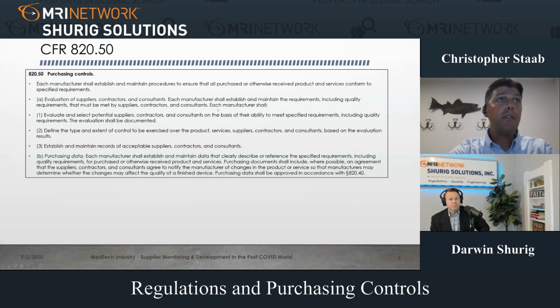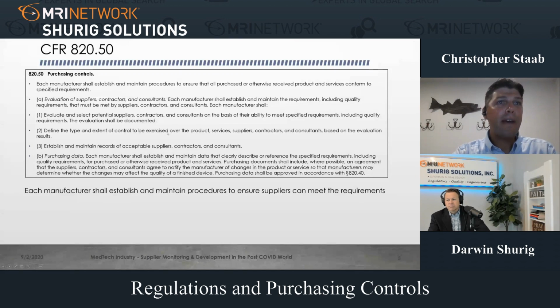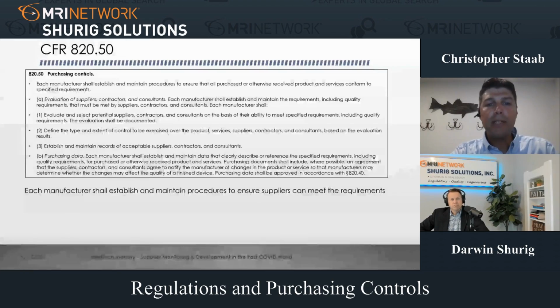So here's 820.50 on purchasing controls, and there's a lot of words in here, but what does it really say? It says each manufacturer shall establish and maintain procedures to ensure suppliers can meet the requirements. So I think that's a key point to pull out, that as manufacturers, we need to have procedures to make sure that the suppliers can meet what we're asking them to do.